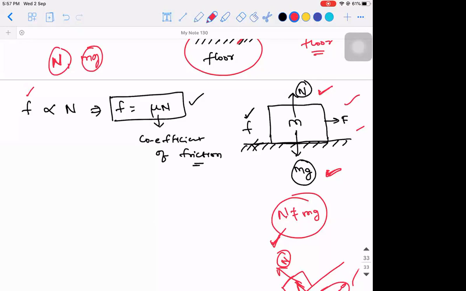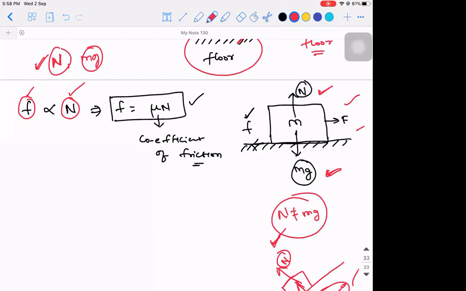Normal. Weight of the object is a property of the object, whereas normal is a property of the floor. So friction is also a property of the floor. Normal is also a property of the floor. You can relate two quantities only if they are properties of that particular object. That is the main reason. Is it clear? So friction is directly proportional to normal.